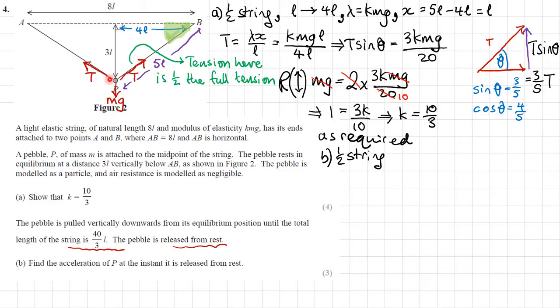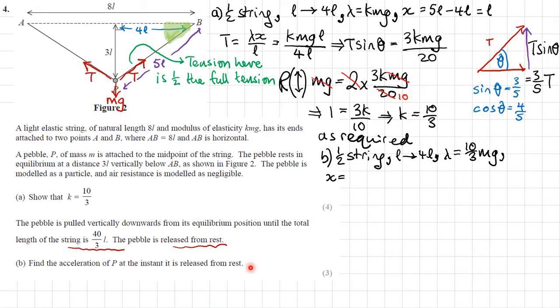Now, just like part A, I'm going to be considering the half string, the tension in the half string. Because it's accelerating, the forces are no longer balanced, it's going to be F equals ma. So just like before, the natural length of the string is still 4L. Now the modulus of elasticity, we now know the value of k is 10 over 3. So modulus of elasticity will be 10 over 3 mg.